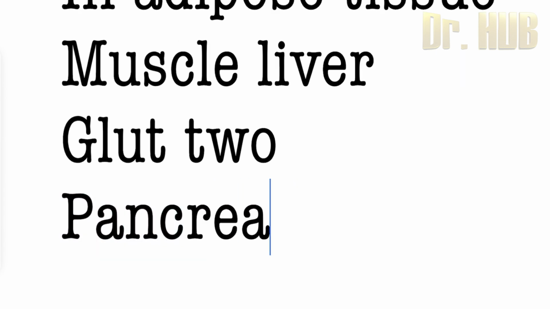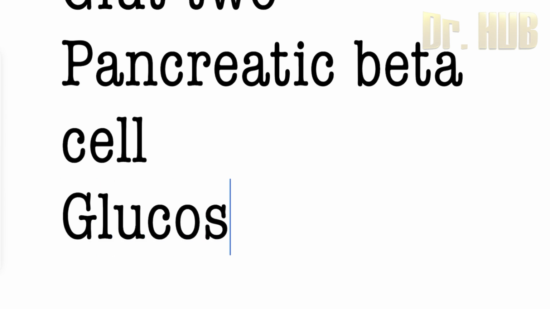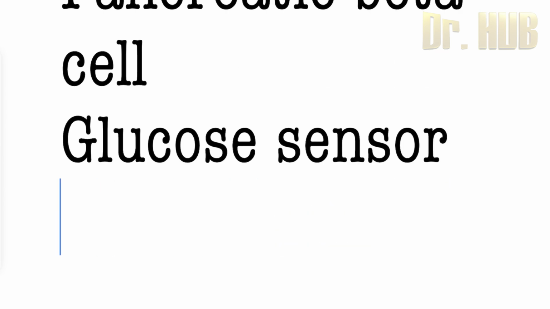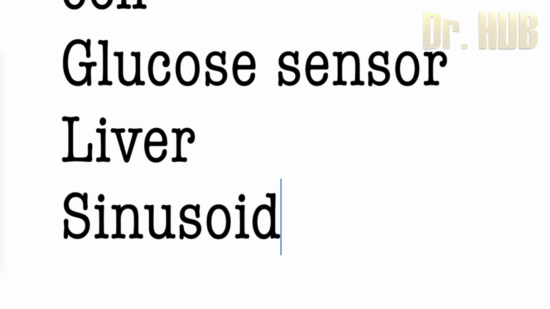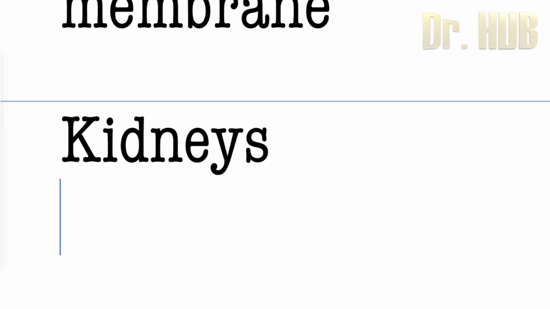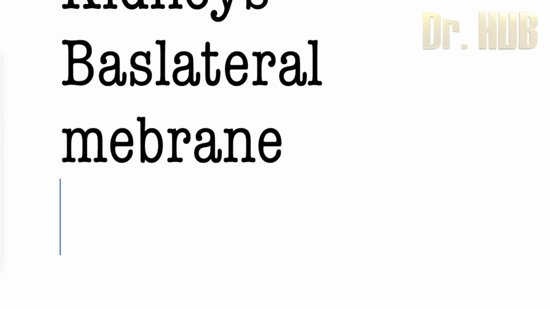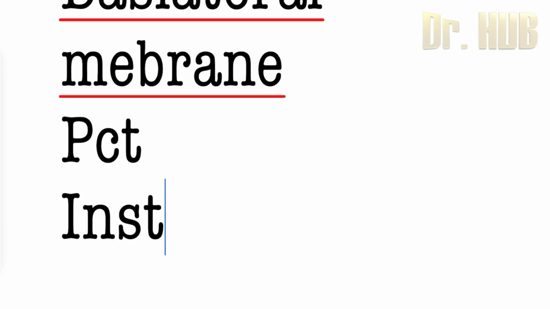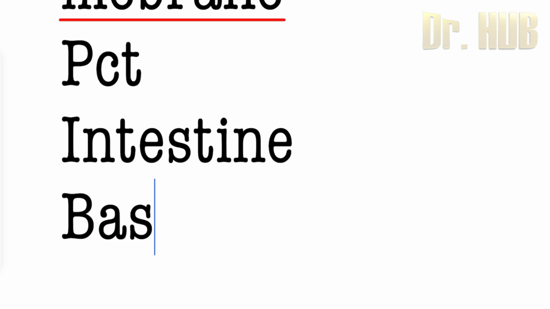Then moving on to GLUT2. In GLUT2 you have the pancreatic beta cell, where it acts as a glucose sensor. Then you also have the liver, the sinusoidal membrane. Then the kidneys, the basolateral membrane of the PCT. Then you also have the intestine, which is a basolateral transporter.